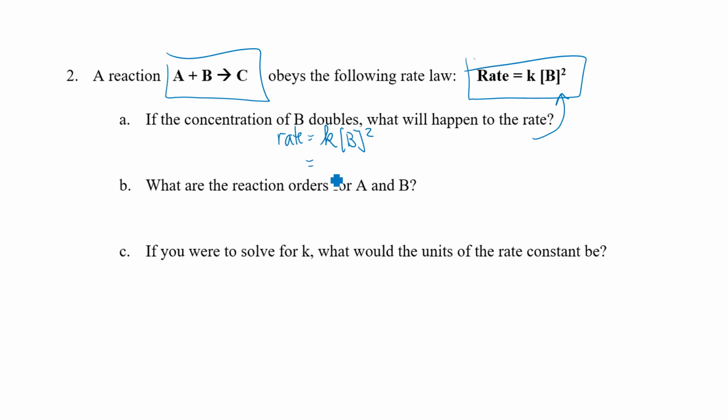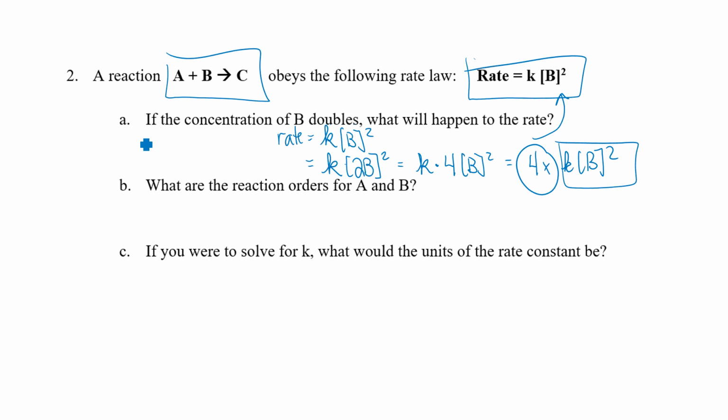So let's think about what would happen if that concentration doubled. Instead of B, I'm going to write this as 2B. So we can simplify this and say, okay, this is the same as K times 4B squared. So notice that when we, sorry, I can't write and talk at the same time. Okay, so notice that when we double the concentration of B, the rate will go up by 4 times.